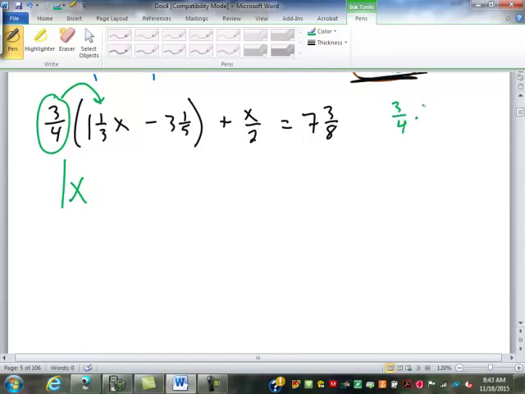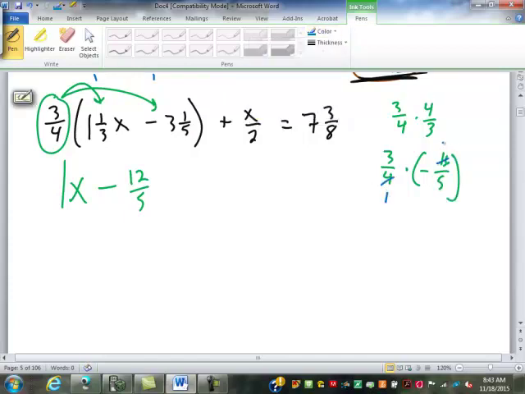3/4 times 1 and 1/3. Well, 1 and 1/3 is 4/3. Everything cross cancels, gives you 12 over 12 or 1. So then 3/4 times negative 3 and 1/5 is, it's a negative 12/5, or 2 and 2/5. 3 times 5 is 15 plus 1 is 16/5. 4 and 16 cross cancel, give me 1 and 4, so it's a negative 12 over 5. So negative 12/5.